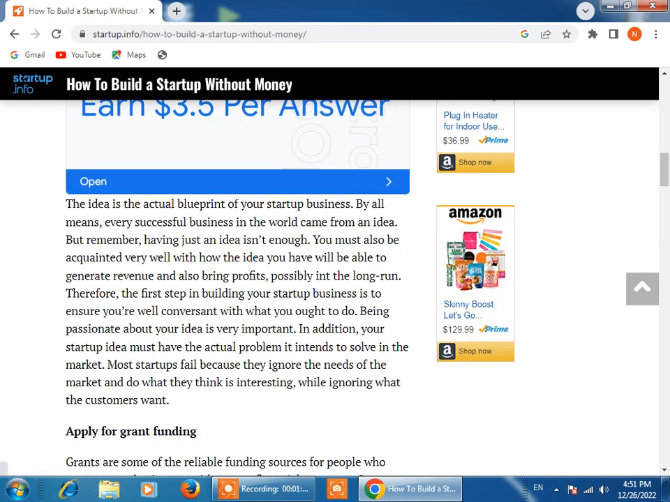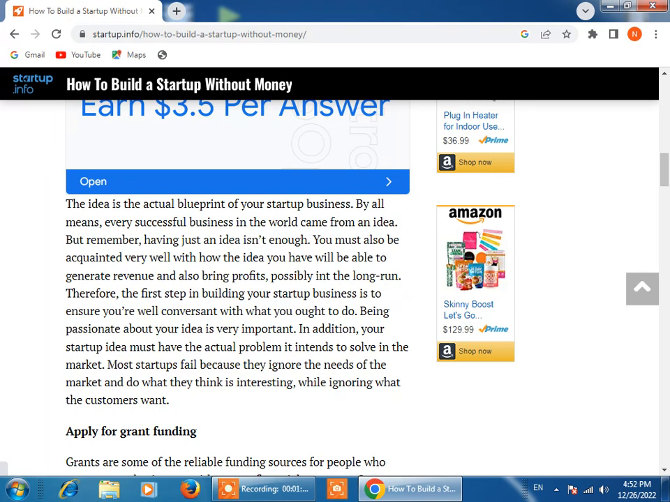The idea is the actual blueprint of your startup business. By all means, every successful business in the world came from an idea. But remember, having just an idea is not enough. You must also be acquainted very well with how the idea you have will be able to generate revenue and also bring profits possibly in the long run.